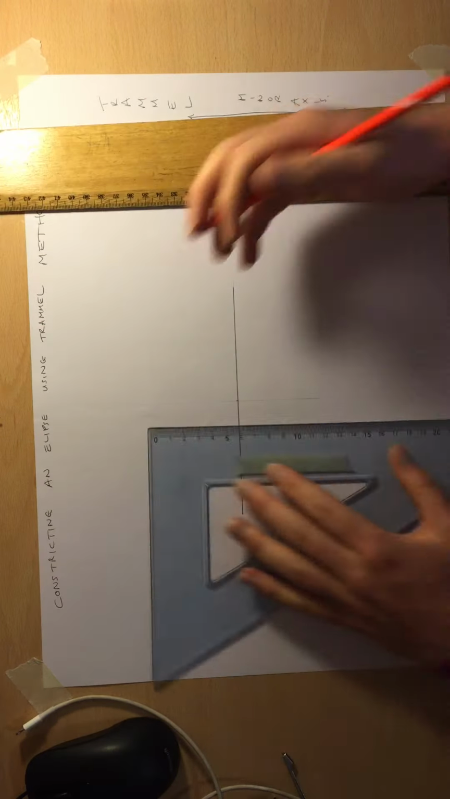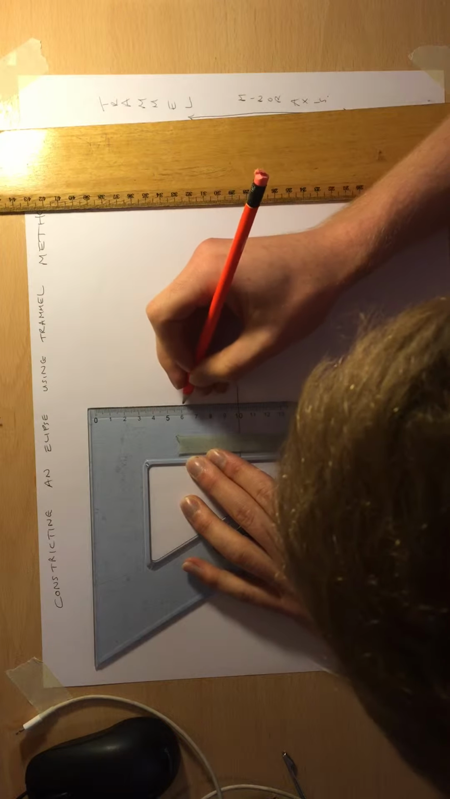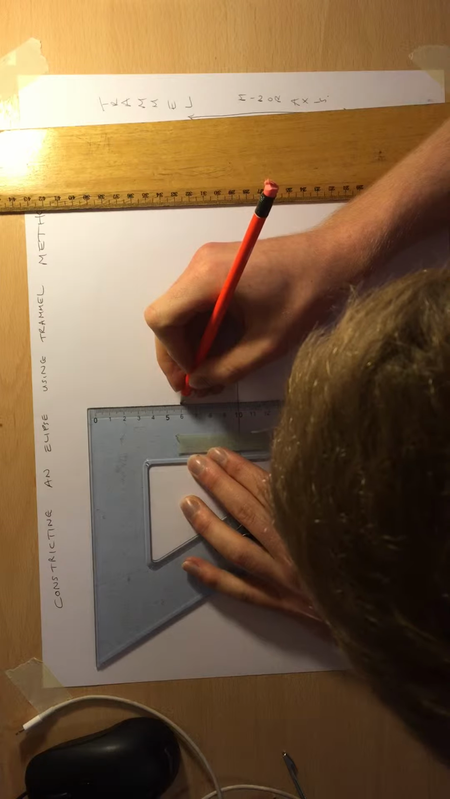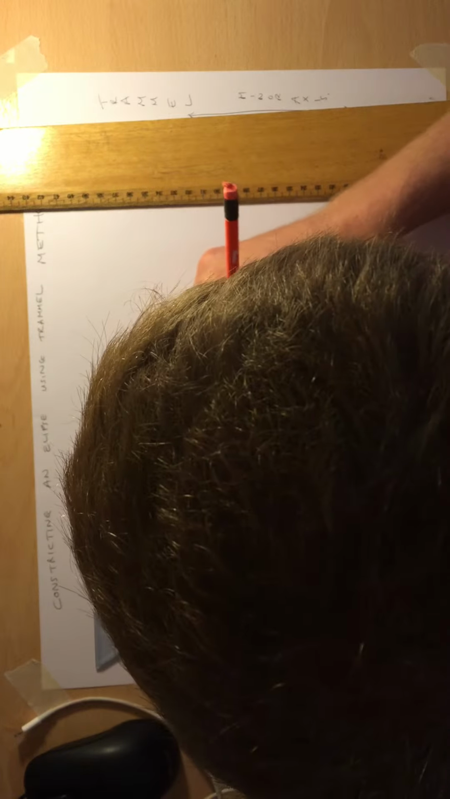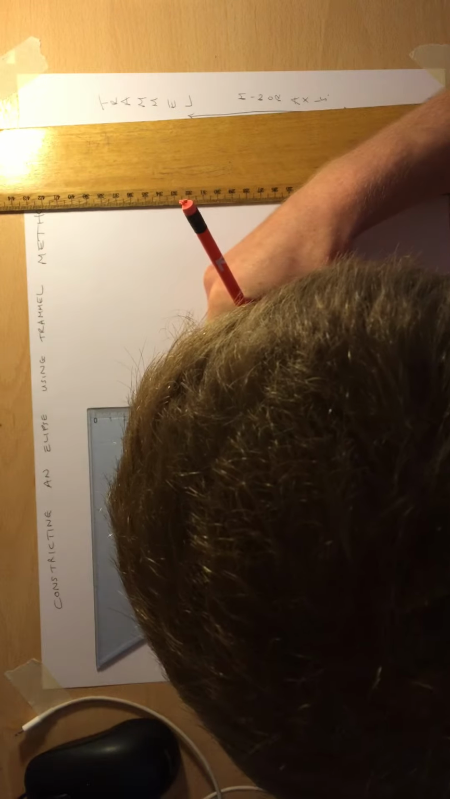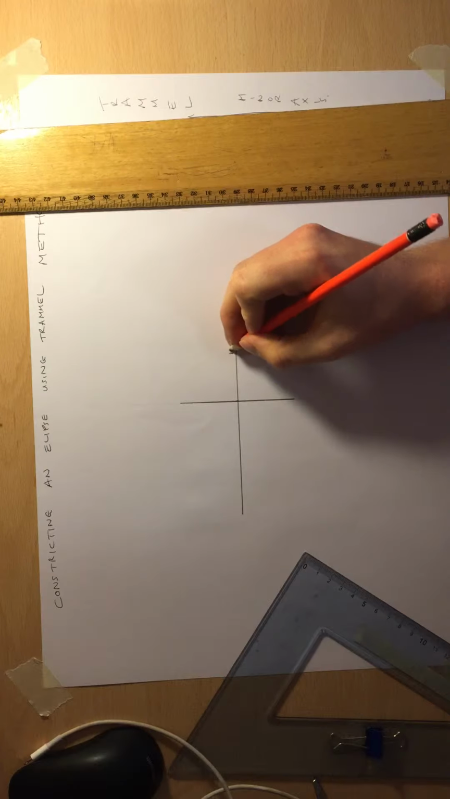And we'll do a minor axis of, say, 4 to each side. So, error of parallax, be sure to be looking right down on it. And do it again. So that's our major and our minor.